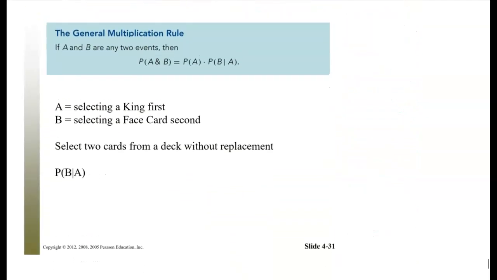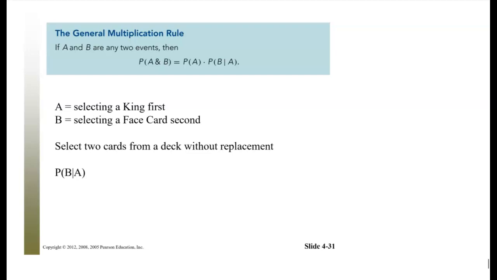Now, we're moving into the last section here, 4.6, the general multiplication rule. So now we have A and B representing any two events. The probability of A and B happening is the probability of A happening times the probability of B, but we can't stop there, because it's not just the probability of B for our second event. It's the probability of B given that A already happened.